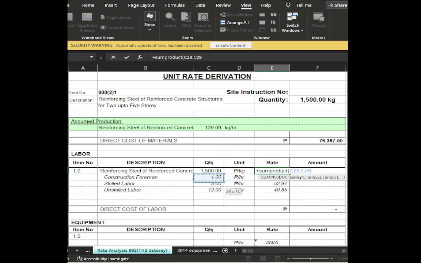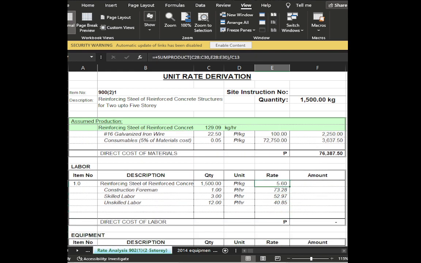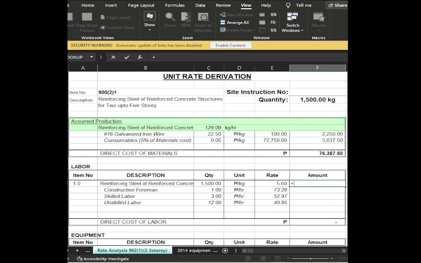of this to this one, then we will divide it by our assumed production so that we can get the piso per kilogram of steel. So that is 5.6 peso per kilogram of steel. So the total of this one for our labor is 8,394. Also, this is our labor cost, guys, for 1,500 kilogram of steel.